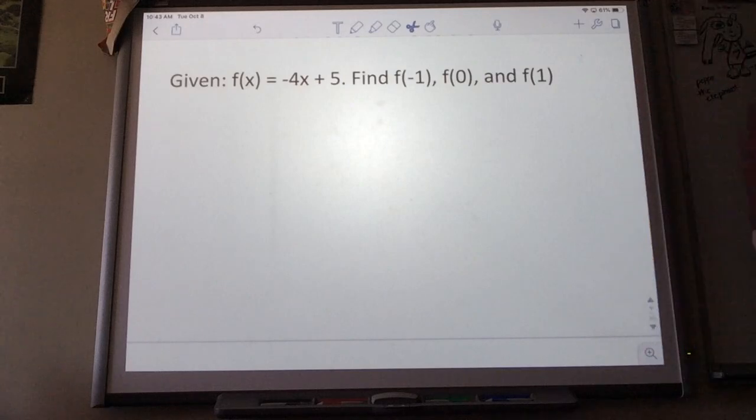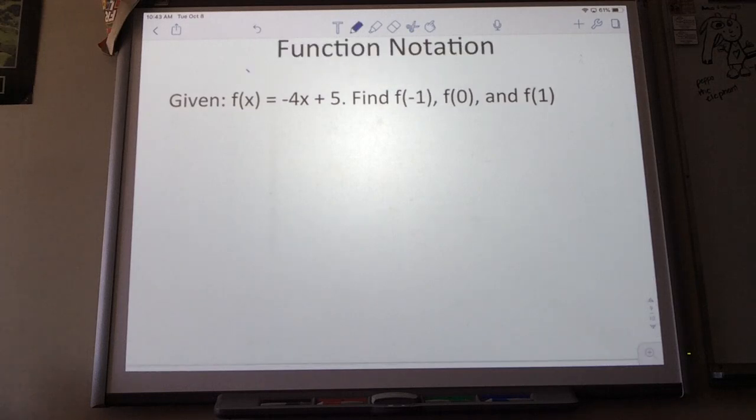Exact same thing. The only reason we write it in function notation is so that we know what we want to plug in. Okay, so instead of writing this, y equals negative 4x plus 5, and then saying, well, let's do when x equals negative 1, that's a lot of stuff to write. Instead, what we're going to do is write in function notation. So this is 3 separate problems.